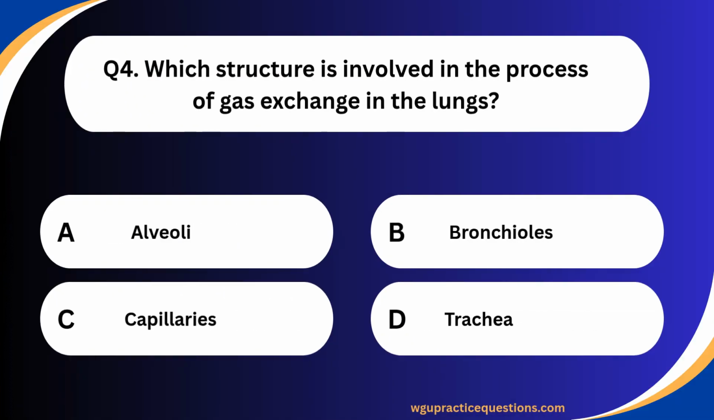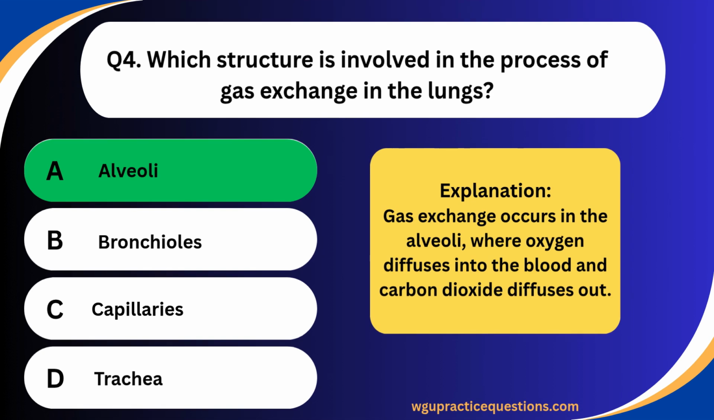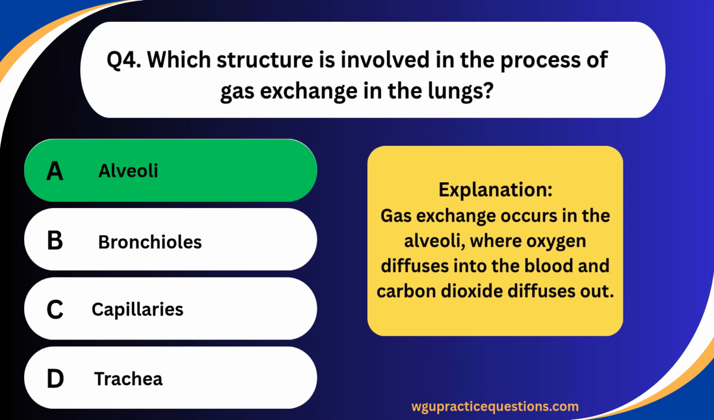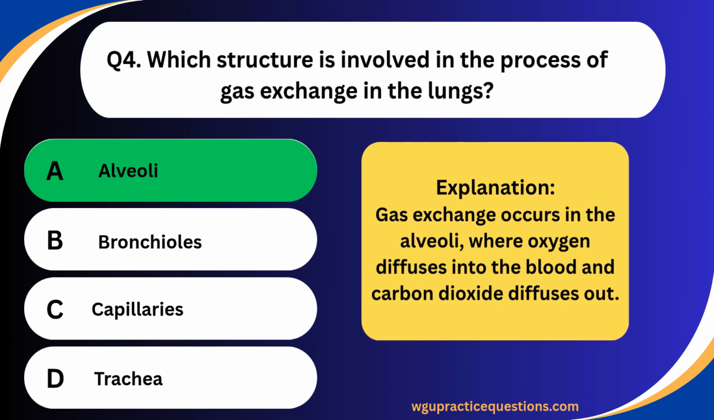Question 4. Which structure is involved in the process of gas exchange in the lungs? A. Alveoli. B. Bronchioles. C. Capillaries. D. Trachea. Which one is the correct answer? The correct answer is A. Alveoli. Explanation. Gas exchange occurs in the alveoli, where oxygen diffuses into the blood and carbon dioxide diffuses out.